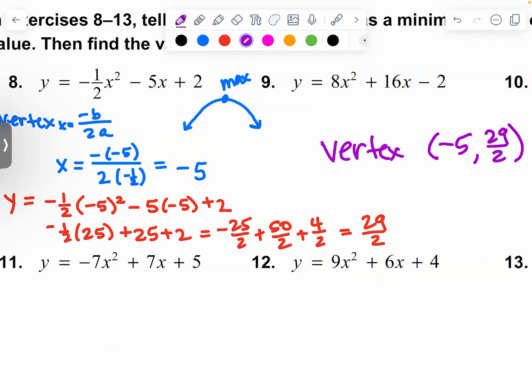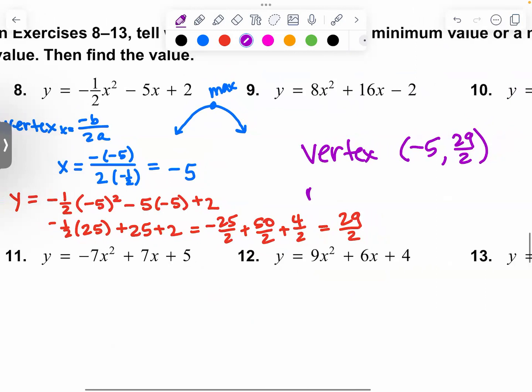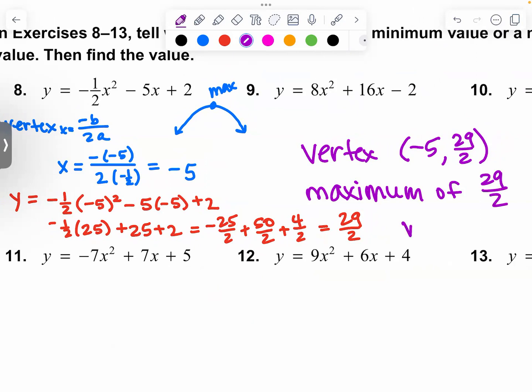What does this mean? This means we have a maximum of 29 halves when x is negative 5. That's what that means. Our maximum value is the y value. It's happening where the vertex is. So we have to use the x to get our vertex to figure out what our maximum is. Okay.